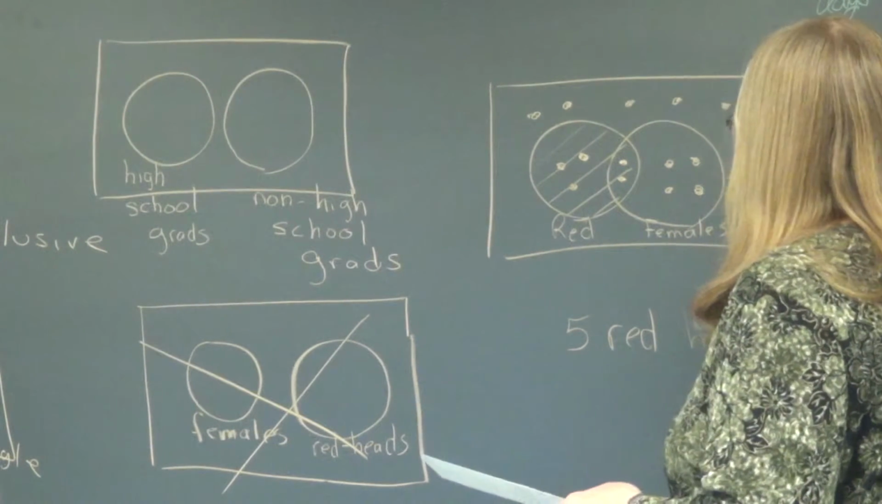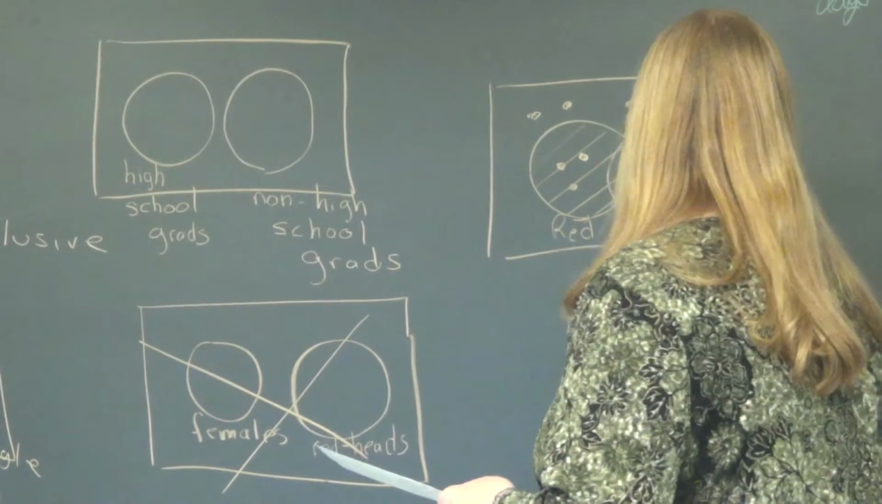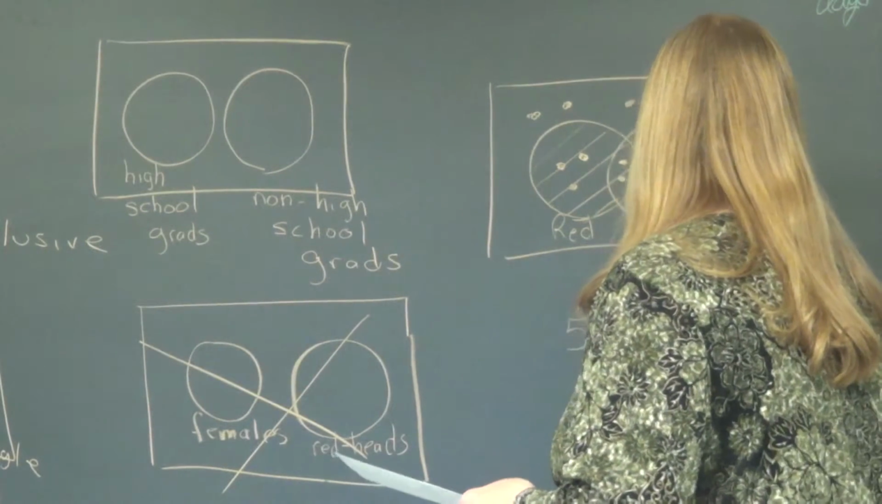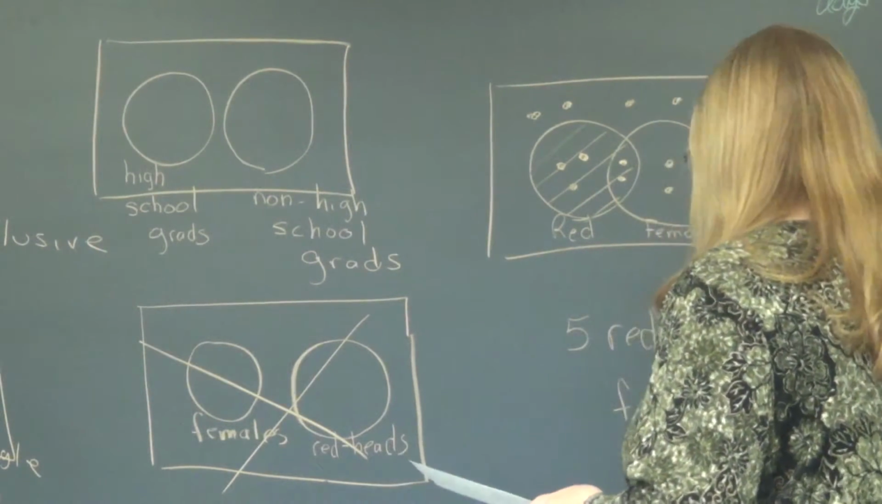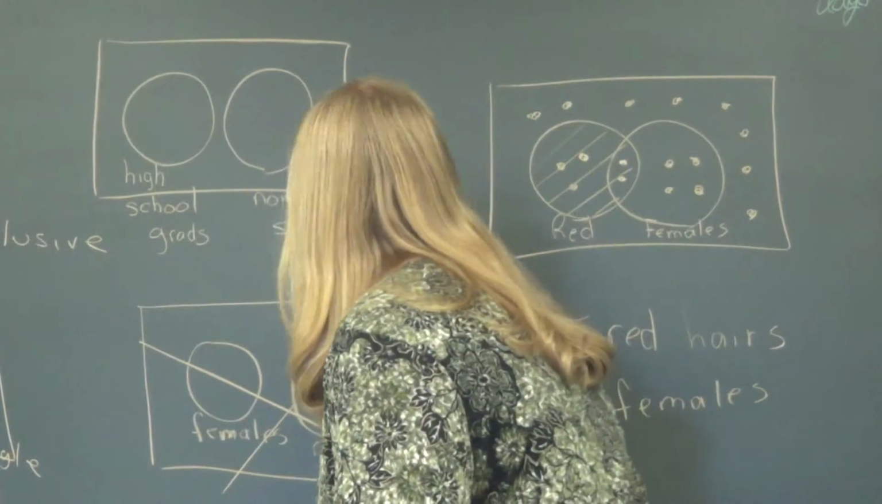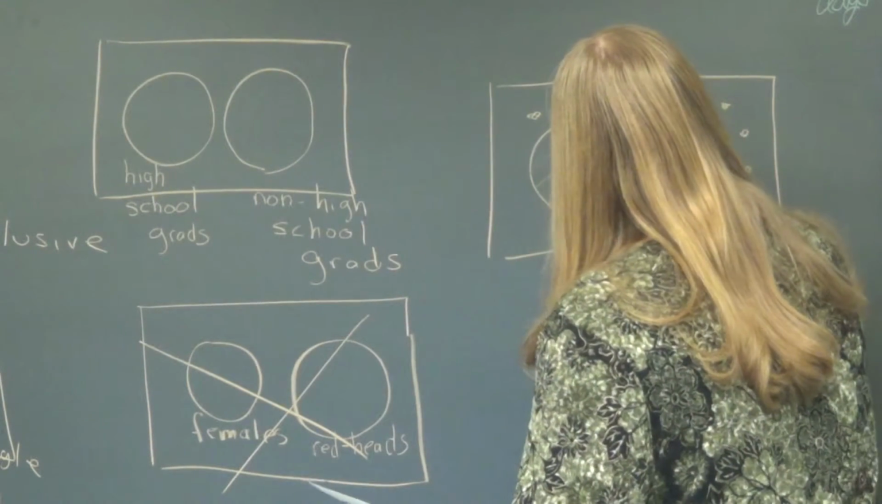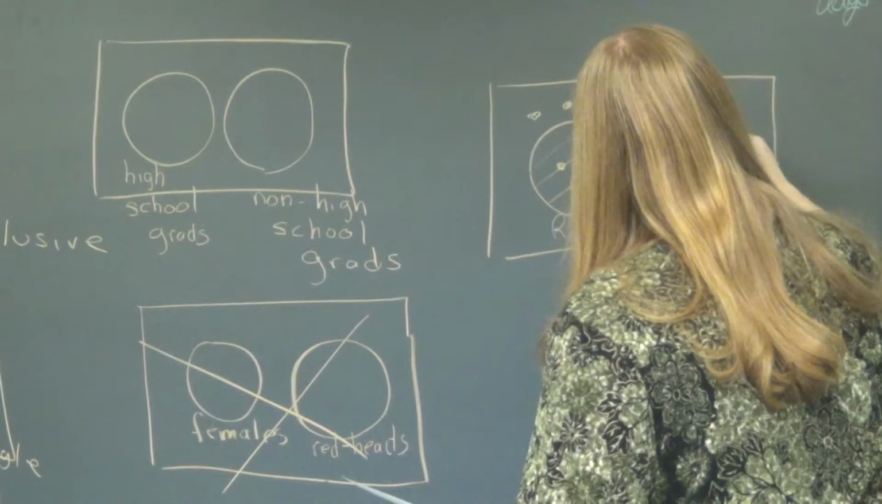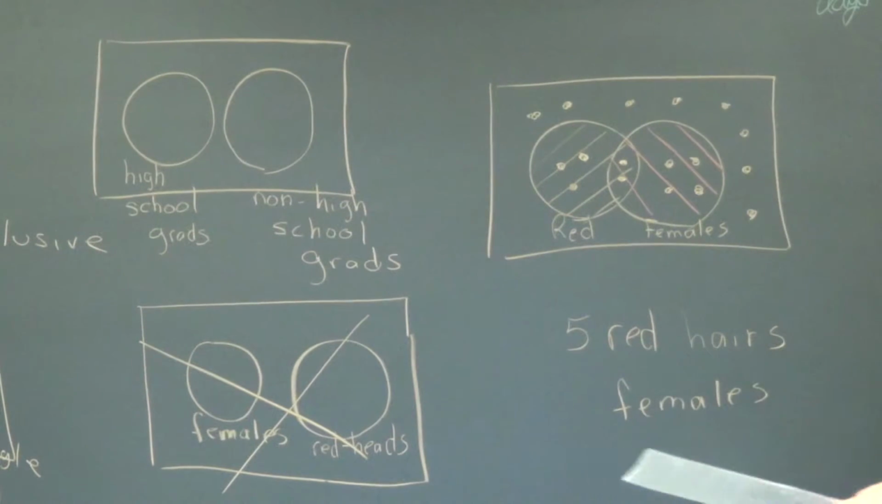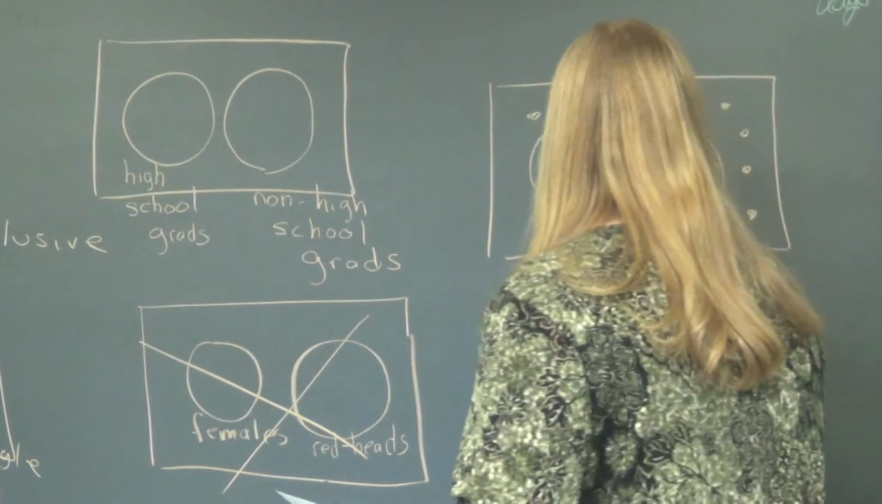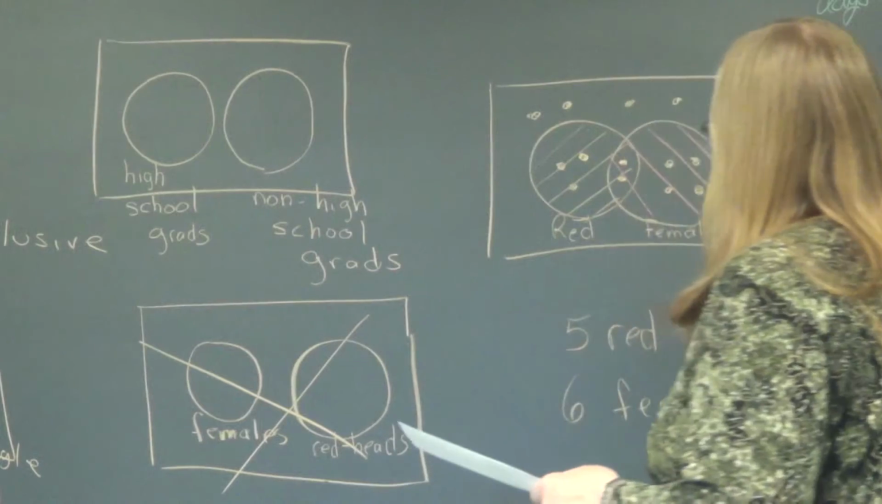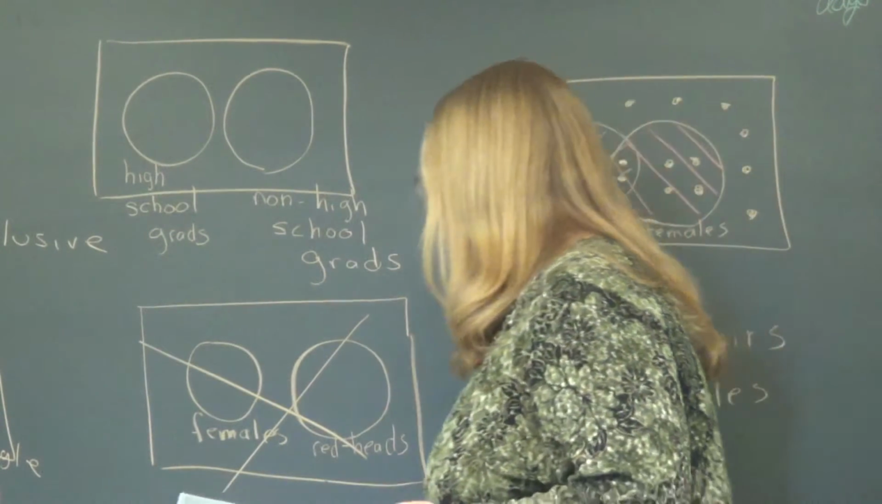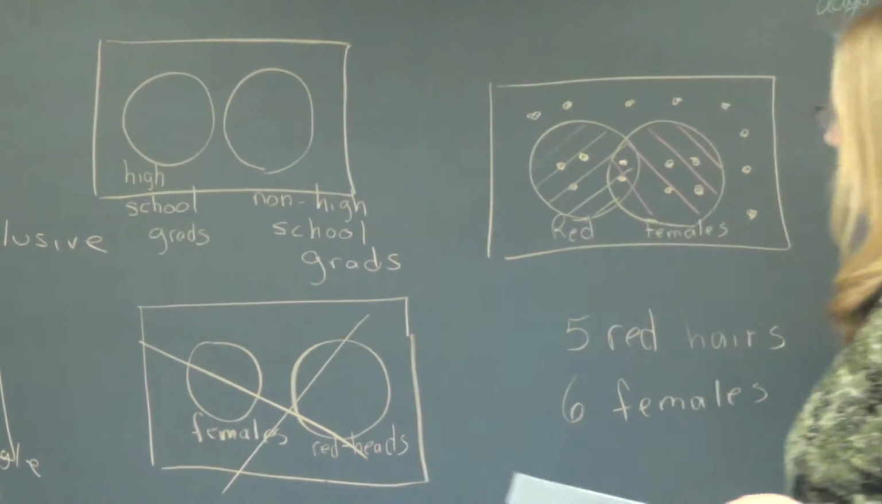All right, then I want you to do another color for the females. I'm going to do striping, so I'll go backwards. Once you color those, how many, Bailey, are female? 6. All right. Then I want to know where your 2 colors overlapped.